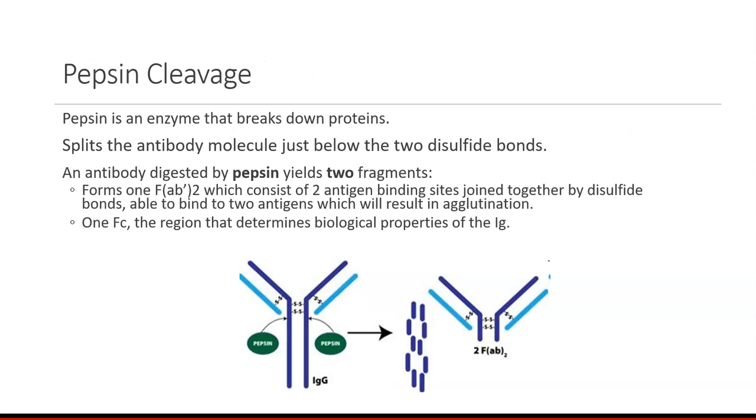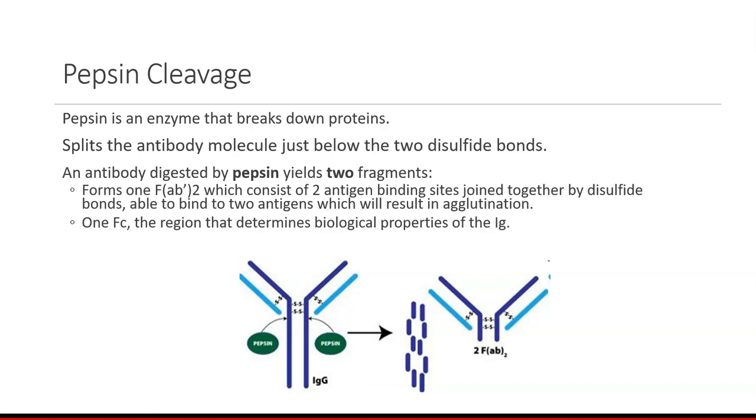Pepsin cleavage uses pepsin, which is an enzyme that breaks down proteins. This splits the antibody molecule just below the 2 disulfide bonds. An antibody digested by pepsin will yield 2 fragments. It forms 1 FAB2, which consists of 2 antigen binding sites joined together by the disulfide bonds. This is able to bind to 2 antigens, which can result in agglutination.